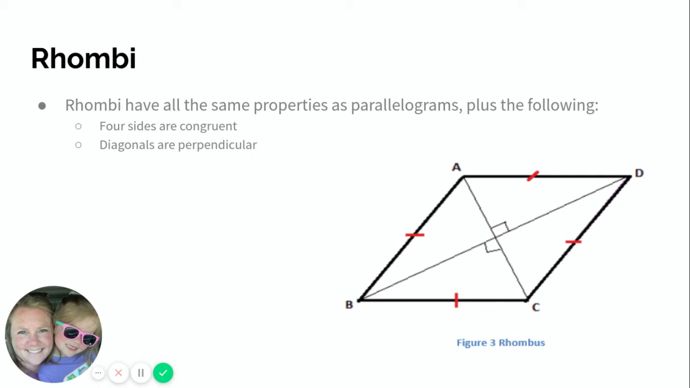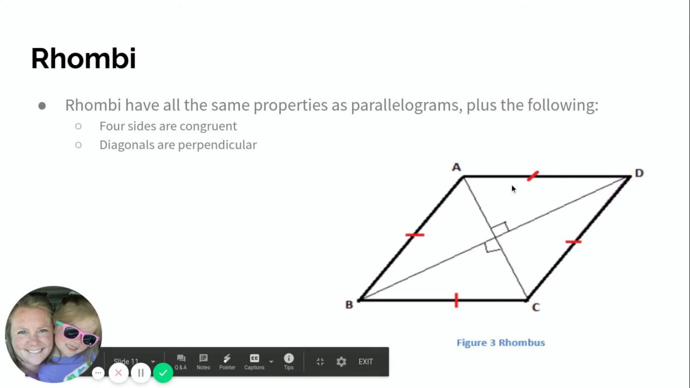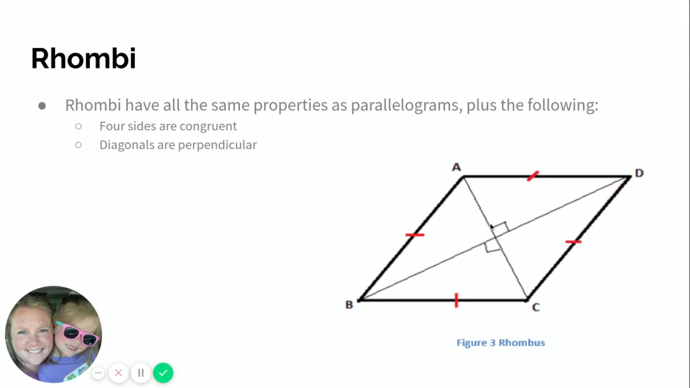The diagonals are perpendicular. Here's what that means, why it's important. Again, I know it doesn't look like it, but this diagonal and this one are perpendicular lines. And we learned previously that perpendicular lines make right angles. So all four of these angles right here are right angles.